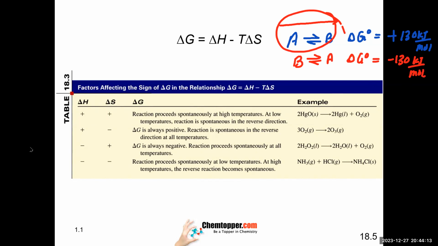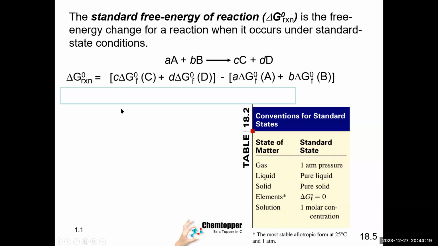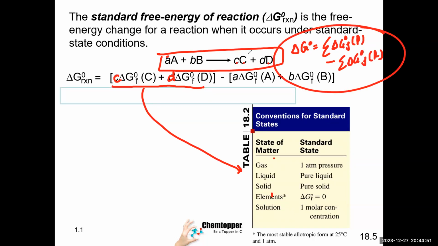So this question can be there. This is delta G naught for a reaction, like this is the reaction. Delta G naught for this reaction will be the summation of the delta G naught formation of the products. What are the products? C and D. See, delta G naught formation, multiplied by their coefficients. The value will be given to you in the form of a table. Minus summation of delta G naught formation of the reactants. So we'll use this equation.